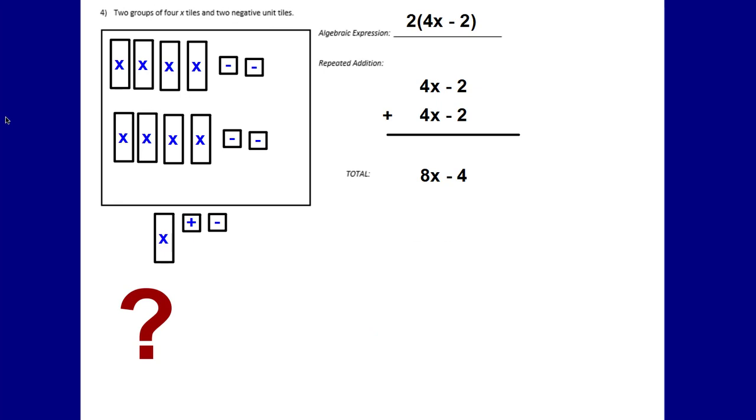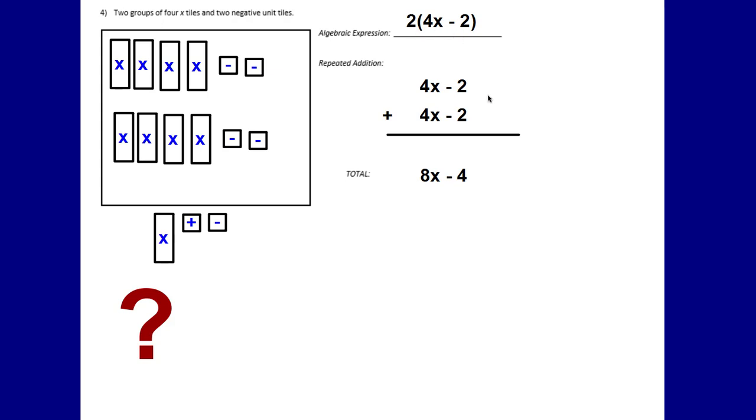Now look at number 4. Number 4 was a little different because instead of being 2 positive unit tiles, there were 2 negative unit tiles. So this is what your model should look like with the algebra tiles, 2 groups. Each group has 4 x tiles, and each group has 2 negative unit tiles. The algebraic expression is 2 times the group of 4x minus 2.